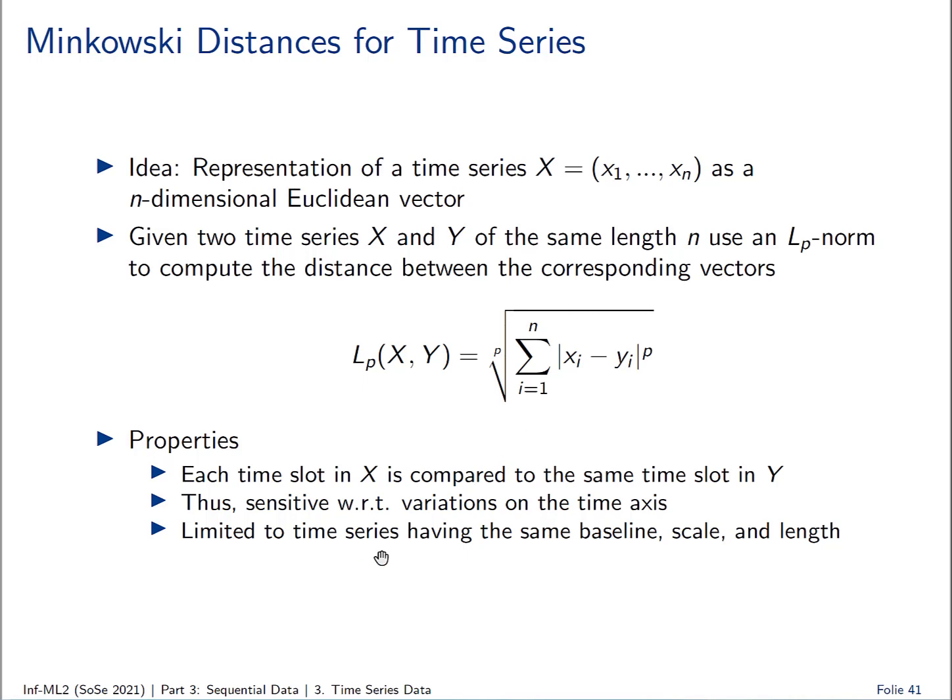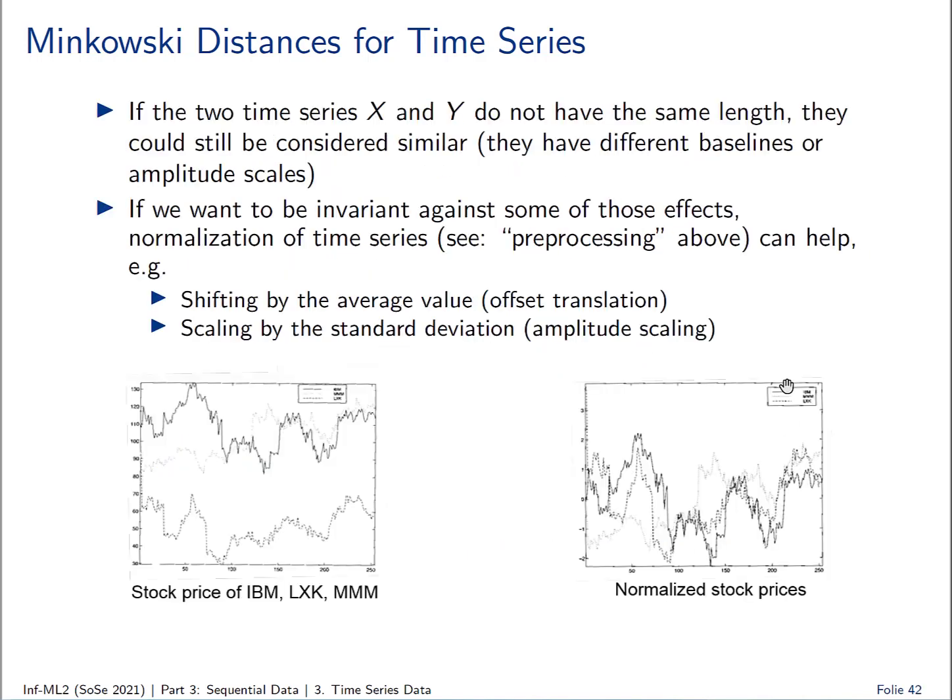And as I just said, it's limited, at least in the basic version here, to time series having the same length, but also, of course, the same baseline and the same scale. Even if time series have the same shape but different scales, we will see that here with large distances. So if we just look for shape-based similarity, Minkowski distance is probably not the right thing. At least with the same baseline and same scale assumption, we can somehow ease that a little bit, and that is on the next slide here.